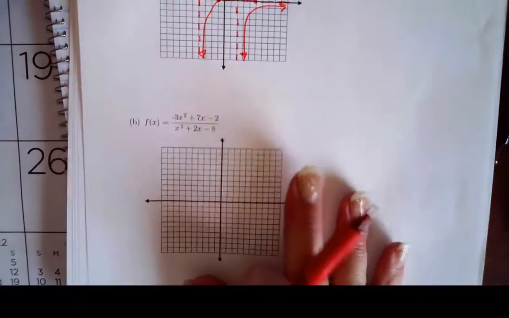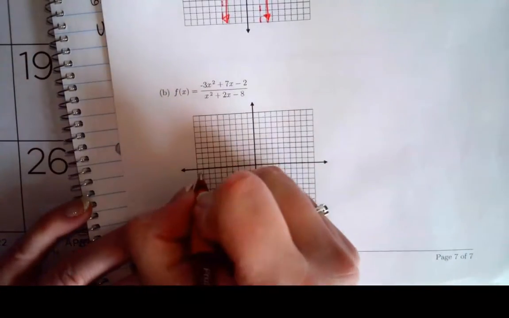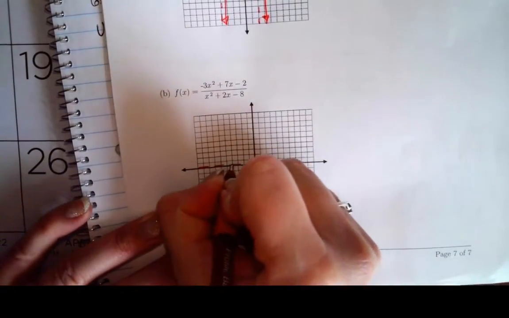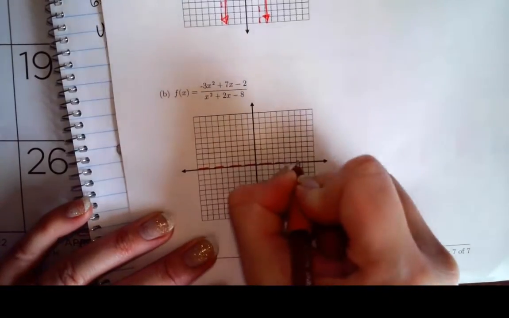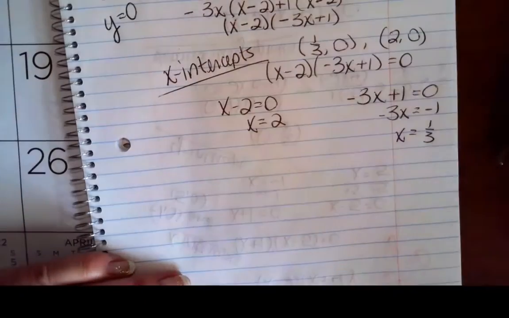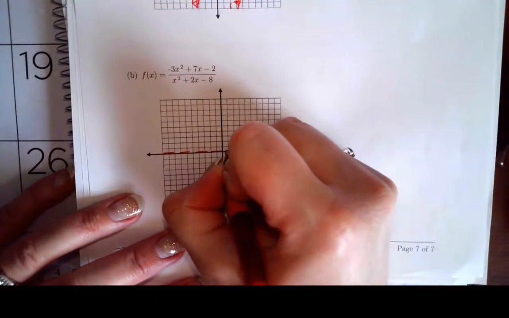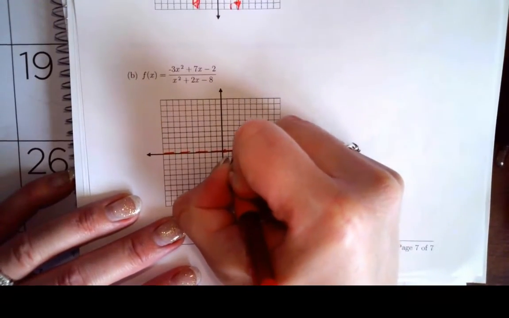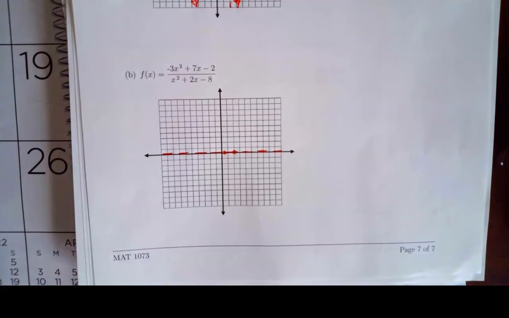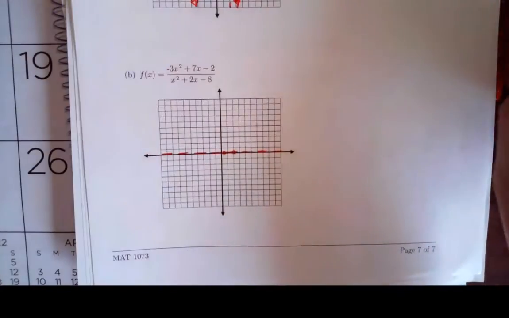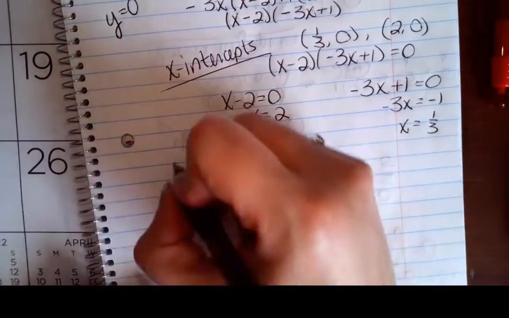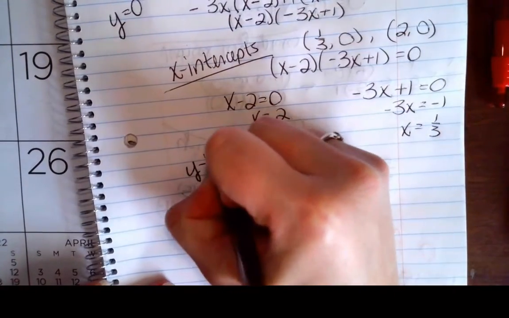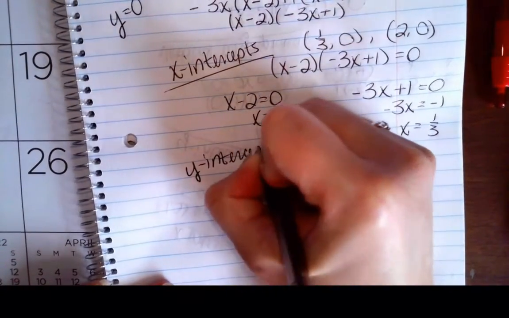So my pretty picture is going to be over here. I know I've got a horizontal asymptote at y equals 0, so that's going to guide my graph. I know that I've got an x-intercept at positive 1/3, which is right about there. And I've got an x-intercept at 2. There we go.